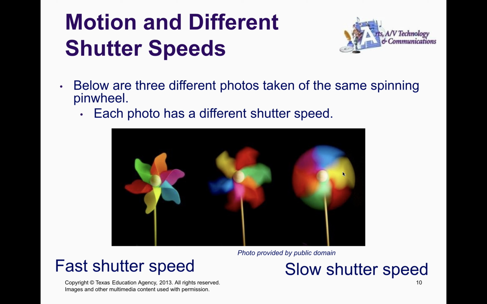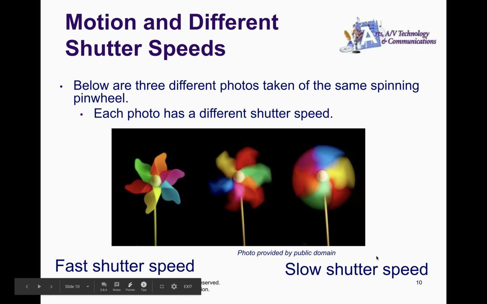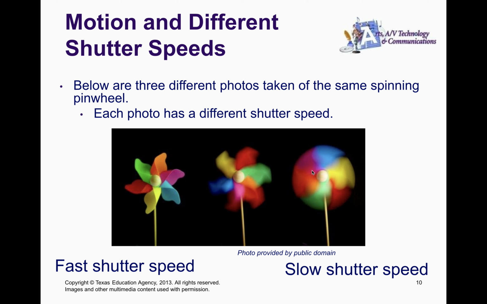But this one, okay, it has a slower shutter speed because, look, we see everything moving. And that would be the same as if you had an athlete and you could see them moving across the screen and you could see their movement. That would be a slower shutter speed. All right? Choosing the right shutter speed.